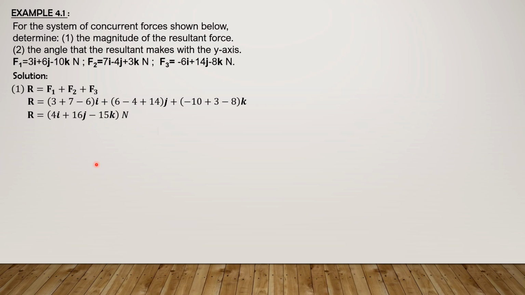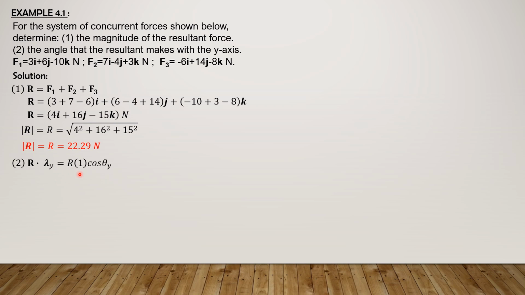The magnitude is simply square root of 4 squared plus 16 squared plus 15 squared. So R therefore is equal to 22.29 newtons. Then for the angle that the resultant makes with the y-axis, simply it is cosine of theta y equals Ry over R. So let us show here that cosine of theta y is really Ry over R, or y component of resultant divided by the magnitude of R.